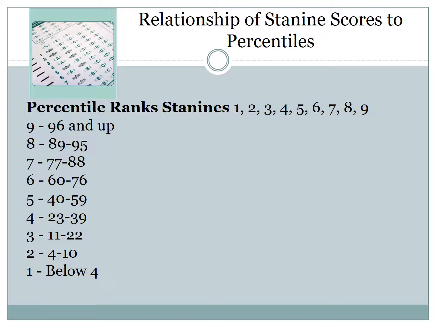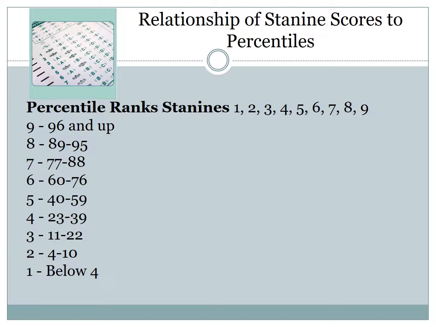In looking at this list, you can see at the bottom a stanine of 1 would translate to a percentile rank below 4. So that's pretty low. That means if the child is in a stanine 1, the best he could have done would be to score better than only 4% of the students who were in the norming sample. A stanine 2 means a percentile rank of 4 to 10. So if I scored in the 9th percentile, better than 9% of students in the norming sample, I'd be at a stanine level 2. And so forth.